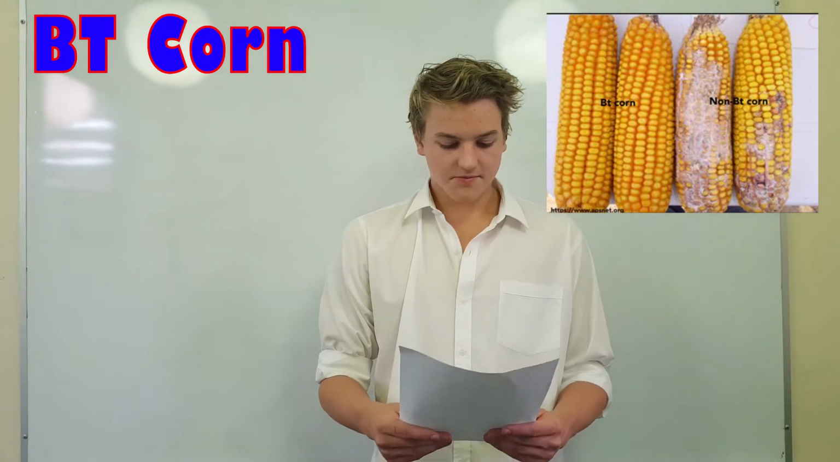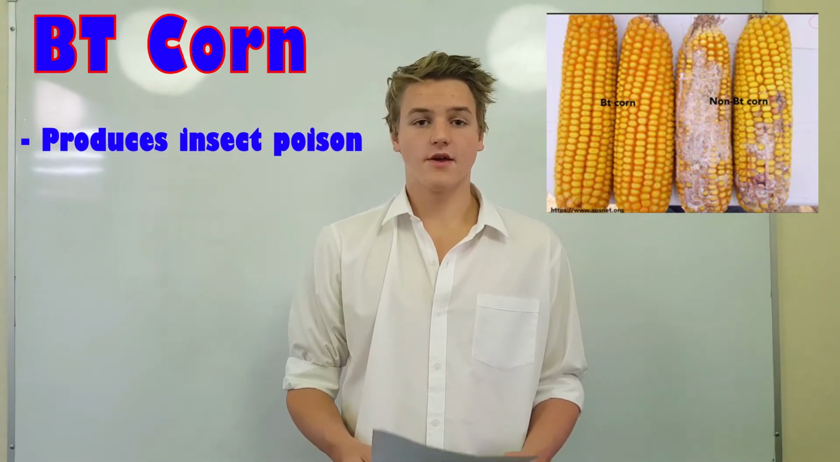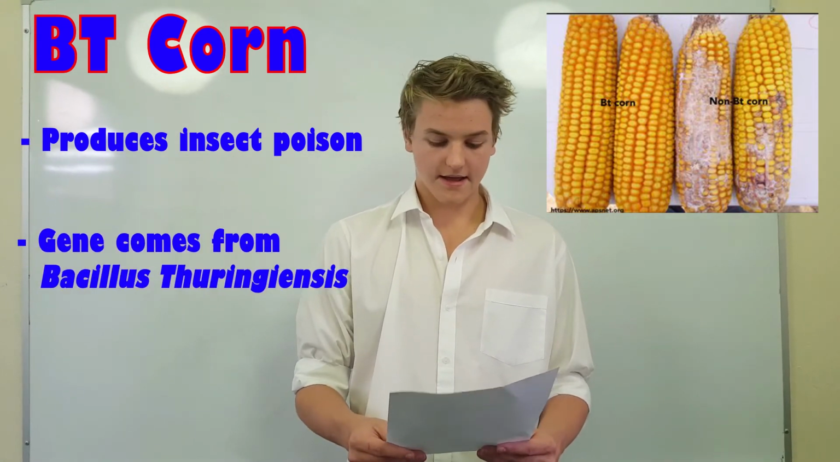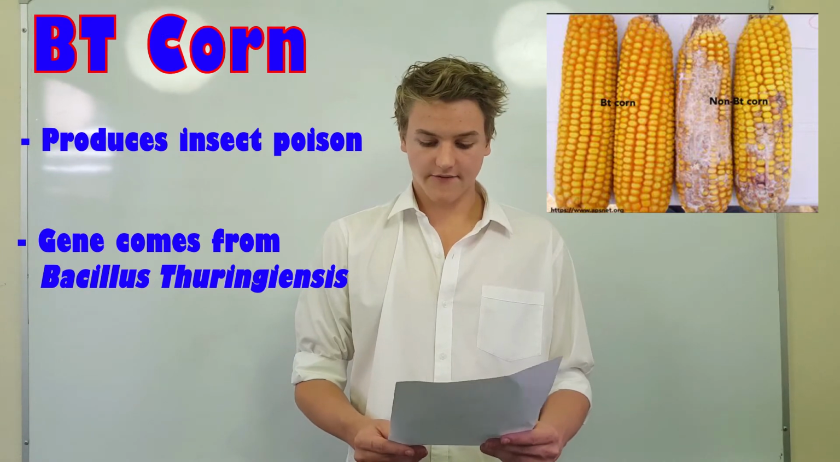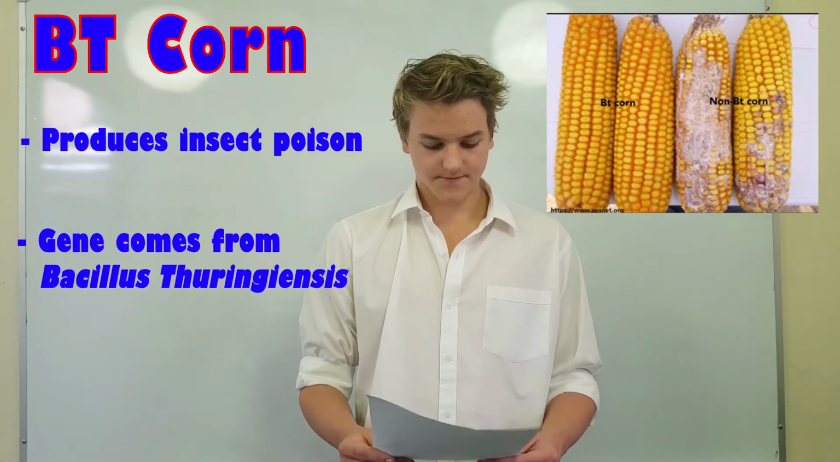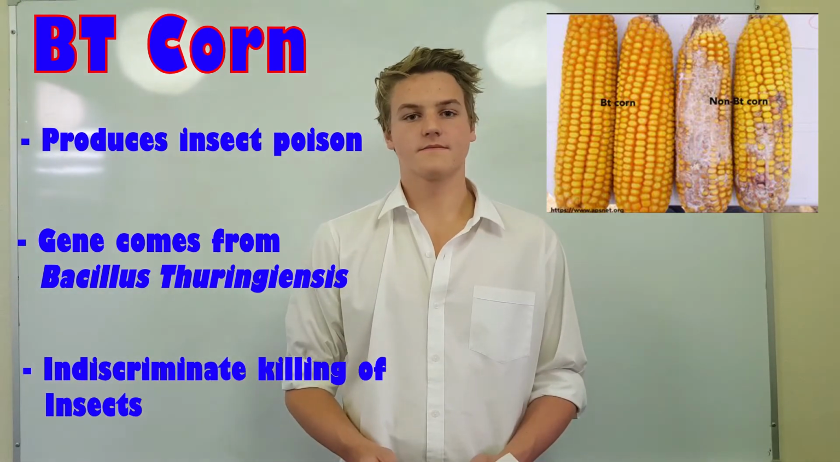For the last example, I'll be talking about insecticide sweet corn, or BT corn. This produces a poison which is harmful to insects, which means farmers do not need to use insecticides. This gene comes from Bacillus thuringiensis bacteria. Problems may arise from this organism as insects become resistant to it as they are always exposed to it. This affects all insects, not just the ones digesting it.